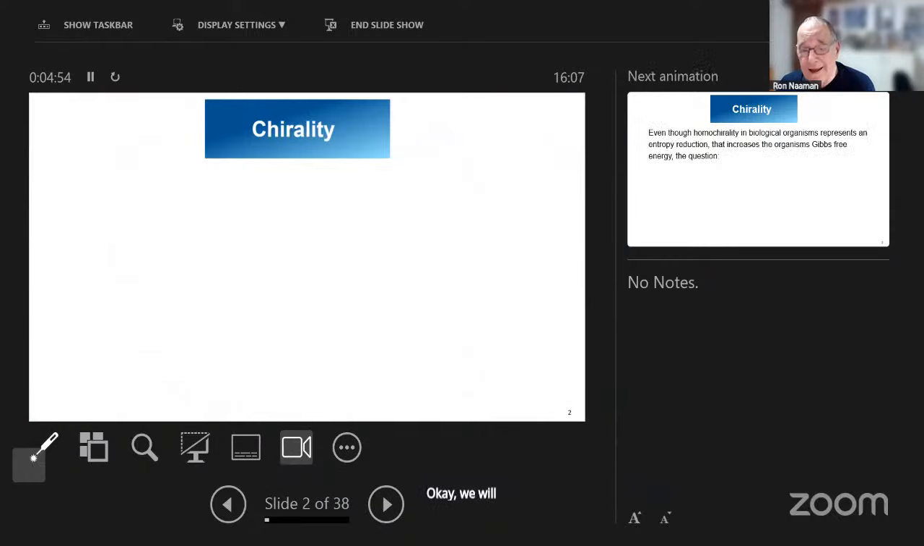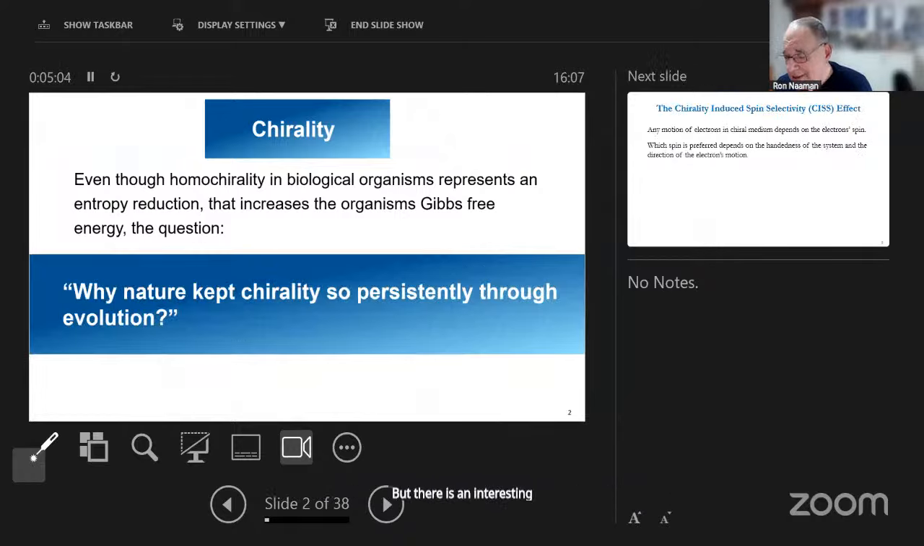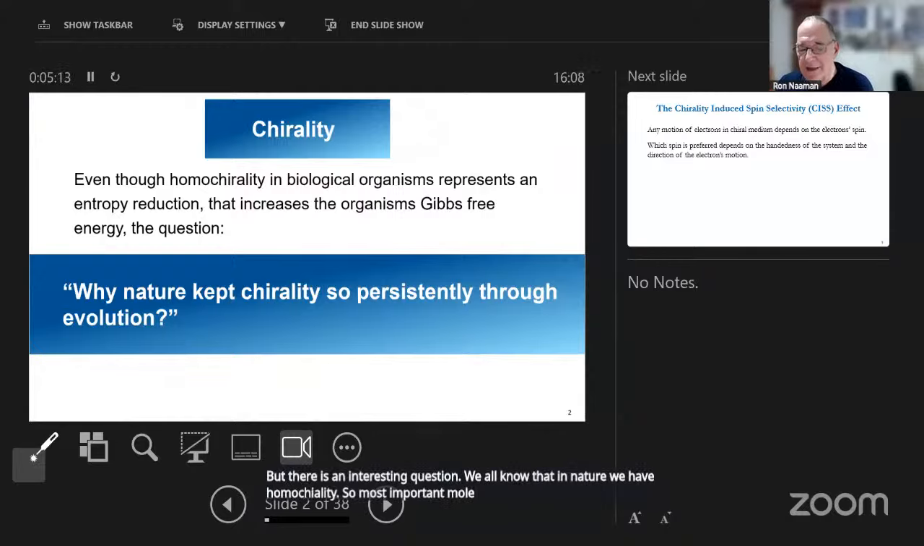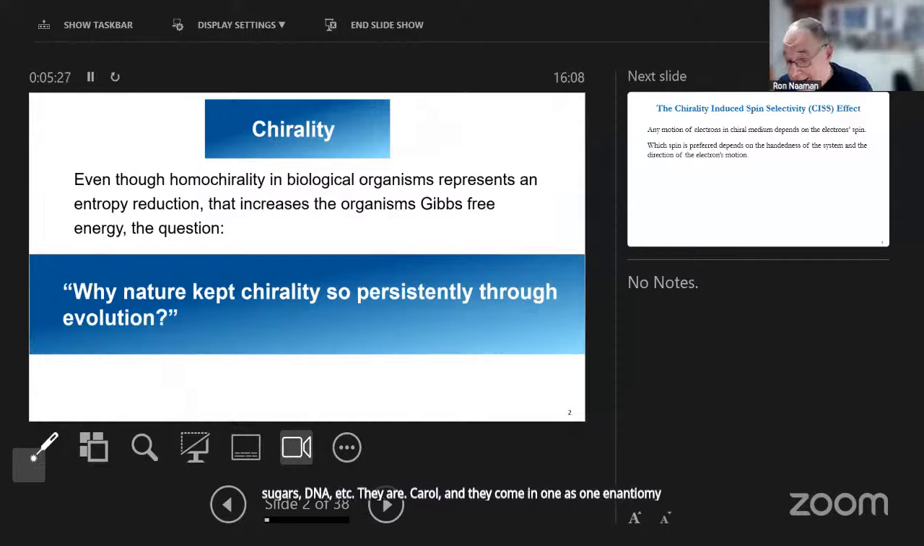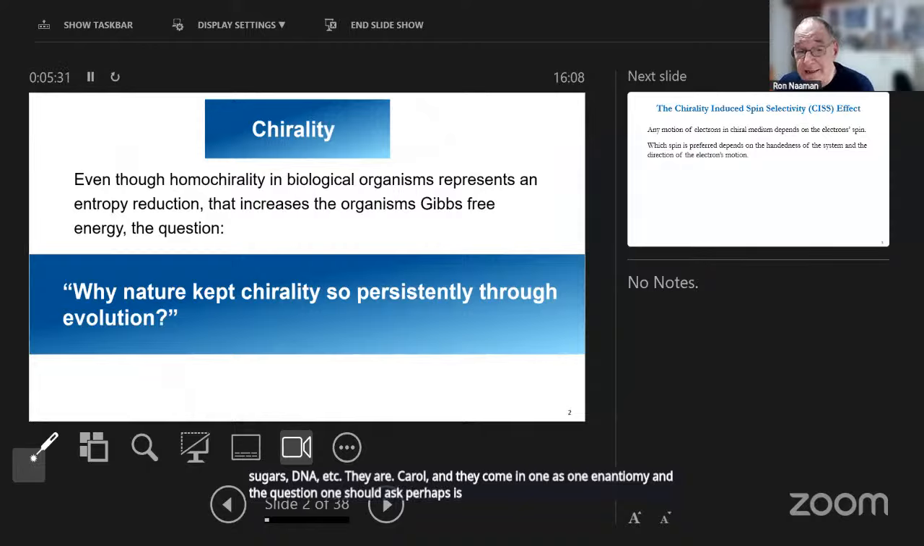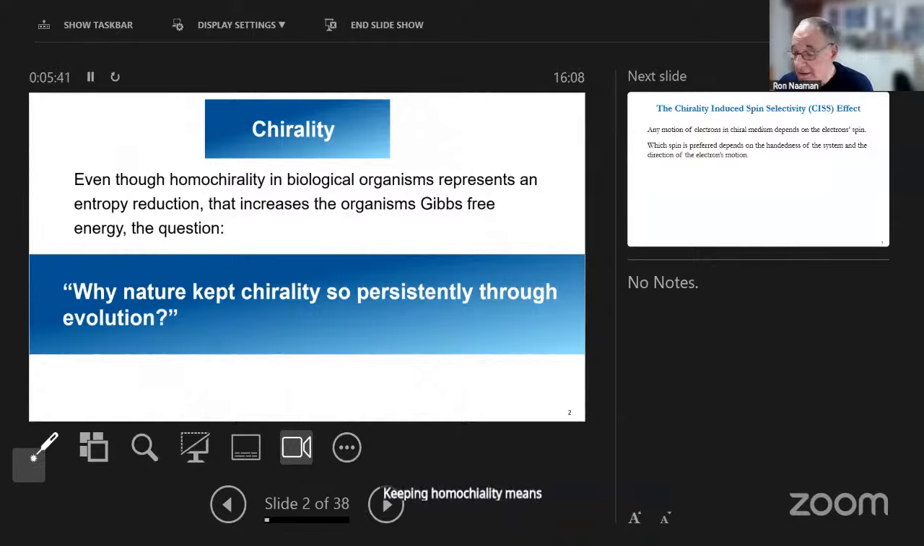Okay, we will start with chirality. I know that you all know what chirality is, but there is an interesting question. We all know that in nature we have homochirality, so most important molecules in nature, like proteins, amino acids, sugars, DNA, etc., are chiral, and they come in one enantiomer. The question one should ask is why chirality is kept so persistently through evolution? Keeping homochirality means reducing entropy, and therefore one has to pay a price in energy. Why is nature willing to pay this price? What advantage does nature get from having homochirality?